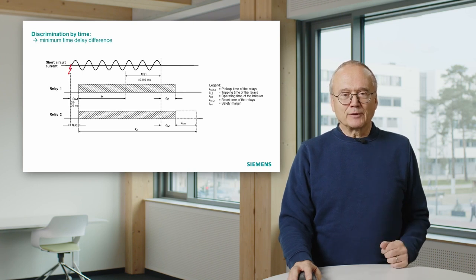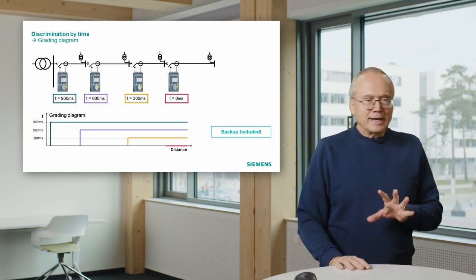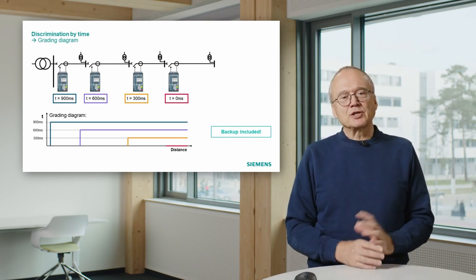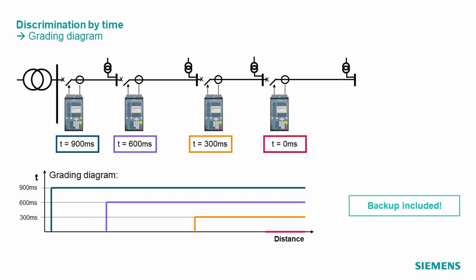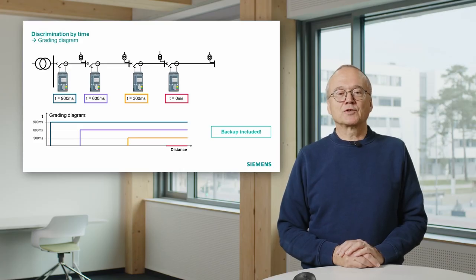Okay, that was the difference in timing. You can display this arrangement of different timer settings in the so-called grading diagram. You see here on the top of the slide again our arrangement we had with the different timer settings. And in the lower part I show the so-called grading diagram. It shows the tripping time we will have depending on the location. That means from left to right you see the distance from the in-feeding substation. And if you go to the rightmost area, you see if you have a fault there, it will be tripped in 0 milliseconds, the red line, because the last relay has a time delay of 0 milliseconds.